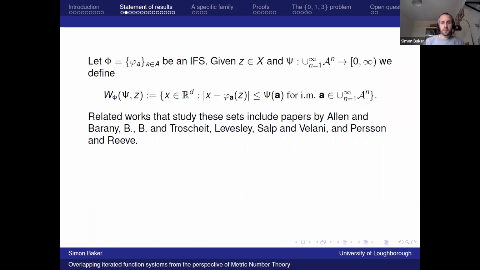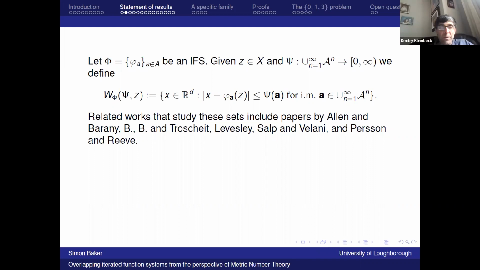There have been lots of papers that study this topic. In particular, there's some work by Alan Barani, some work by myself, some other work by myself and Sasha Troscheit, some older work by Lebesgue, Salp, and Villani, and also some work by Pearson and Reeve. I've mentioned these authors because they share a similar perspective to myself, where it's more about the distribution of these numbers within an arbitrary fractal set, instead of the perspective which comes from this question of Mahler on intrinsic Diophantine approximation, where you're looking at special rational numbers inside your fractal set and trying to understand how well these can approximate elements of your fractal set.